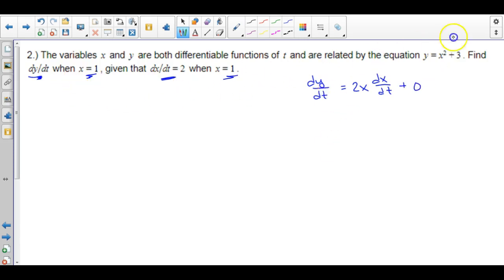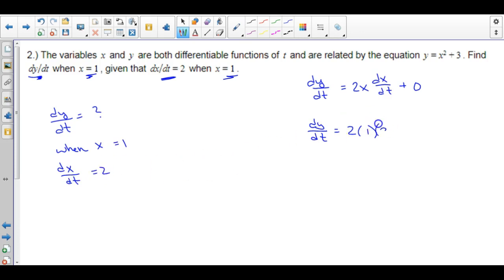So in this problem, it does say to find dy dt. So dy dt is unknown to us. We do know that we want to find it when x is 1. And we are also given dx dt is equal to 2 when x equals 1. So what that's going to allow us to do is just substitute some information in. We don't know what dy dt is. I do know I can take 2 times my x value of 1. And when x is 1, we also know dx dt is 2. And I don't have to bring down the plus 0. So I really end up with 2 times 1 times 2, which is 4.